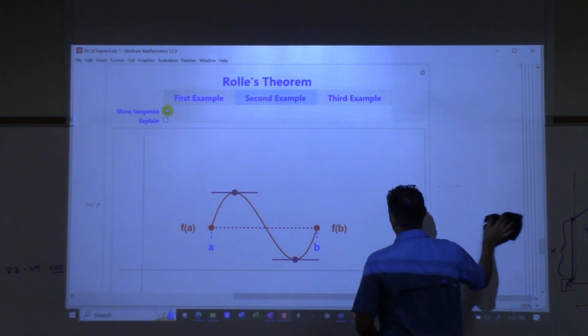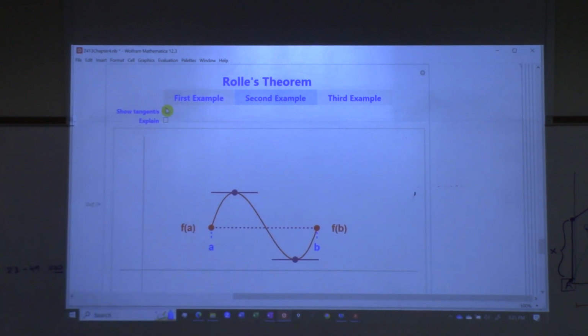Third example. Is that continuous? Yes. Differentiable? Okay. What's the slope of the tangent line at every point? 0. What's the slope of the secant line? 0. So isn't it at every point in there? Yes. Doesn't matter what point you're at. Rolle's theorem is satisfied. Like I said, most people have no problems with the idea of Rolle's theorem.